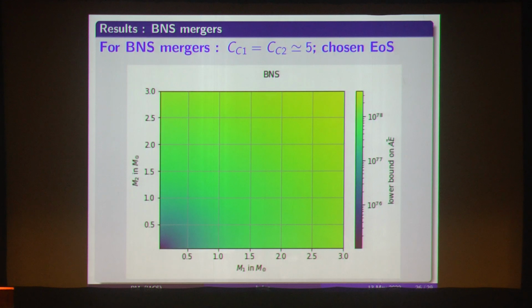The metric for a neutron star must involve the quadrupole moments. It's not like a black hole, which has a very simple metric. So it is a complicated thing.